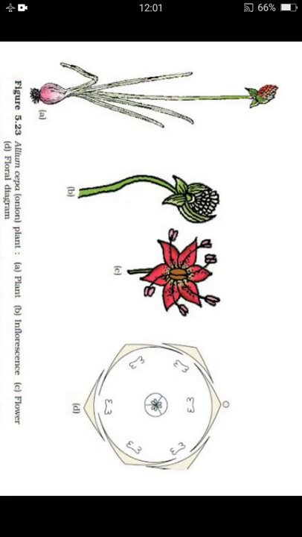With underground bulbs or corms or rhizomes. Bulbs, you can take the example of Allium cepa, onion. Corms, you can take the example of colocasia. Next, rhizomes, you can take the examples of ginger and turmeric. These are all included in this Liliaceae family. Hope you are following the examples also, very important for competitive examinations.